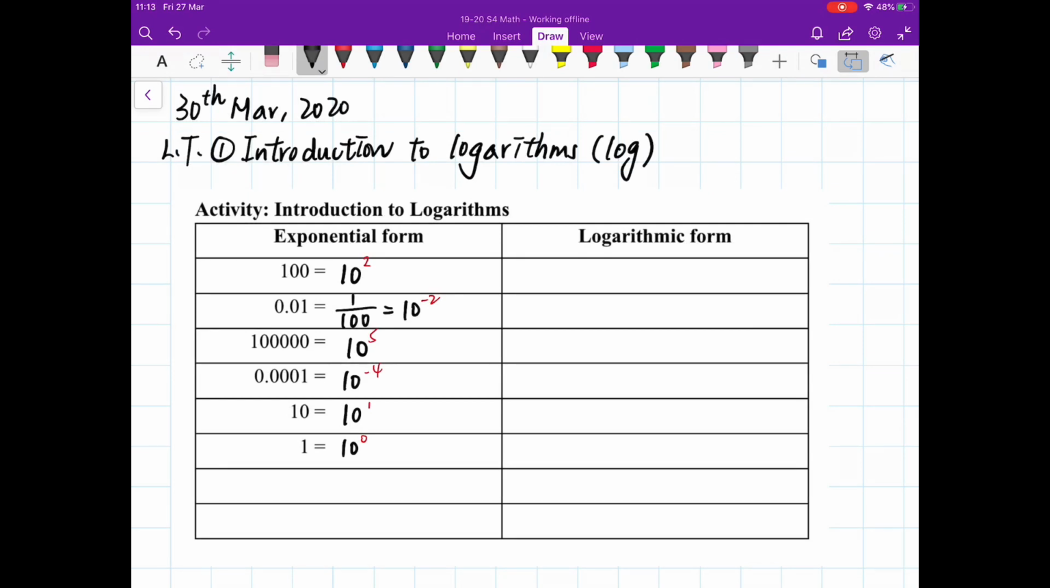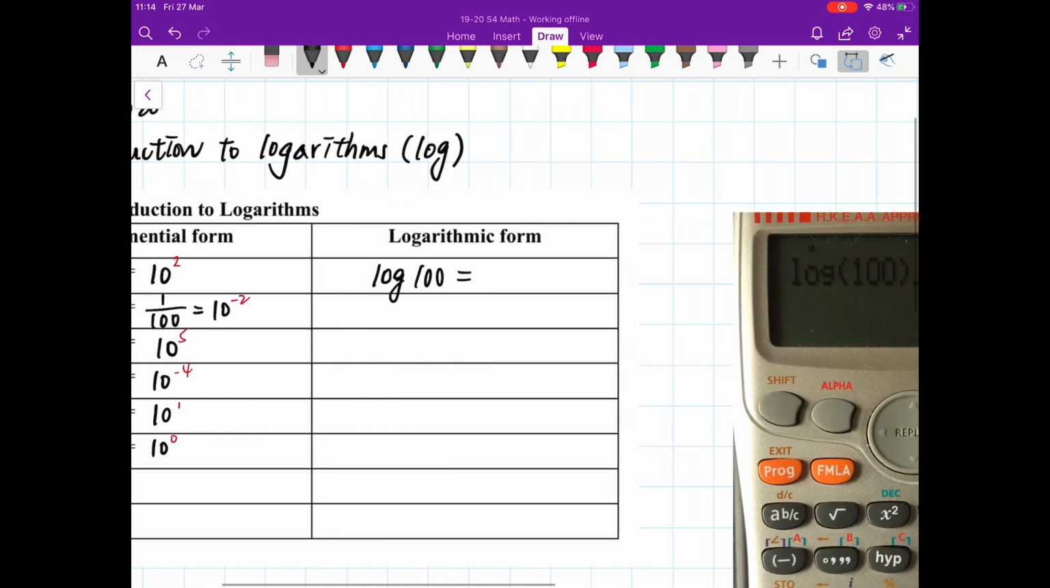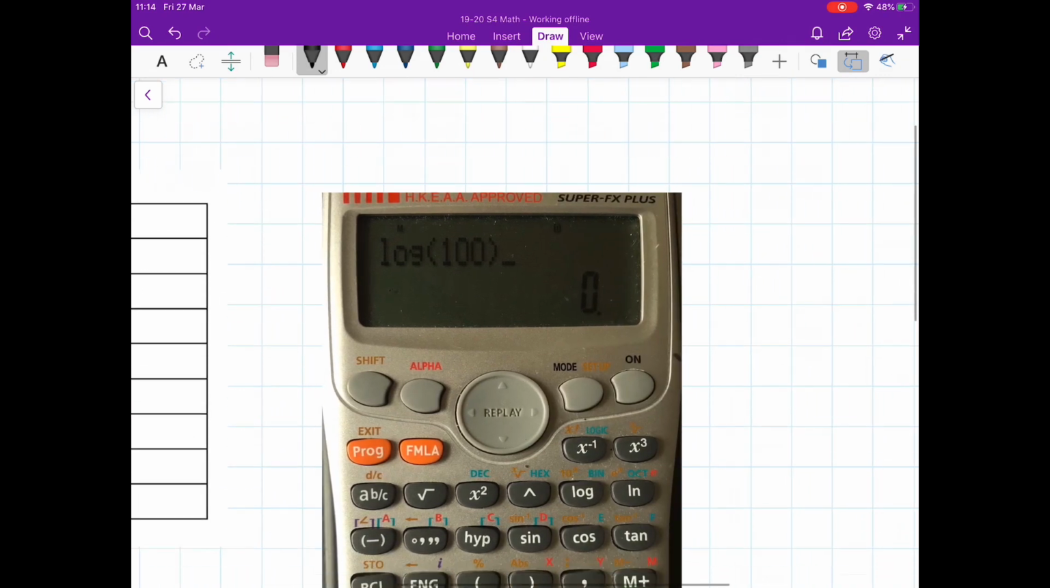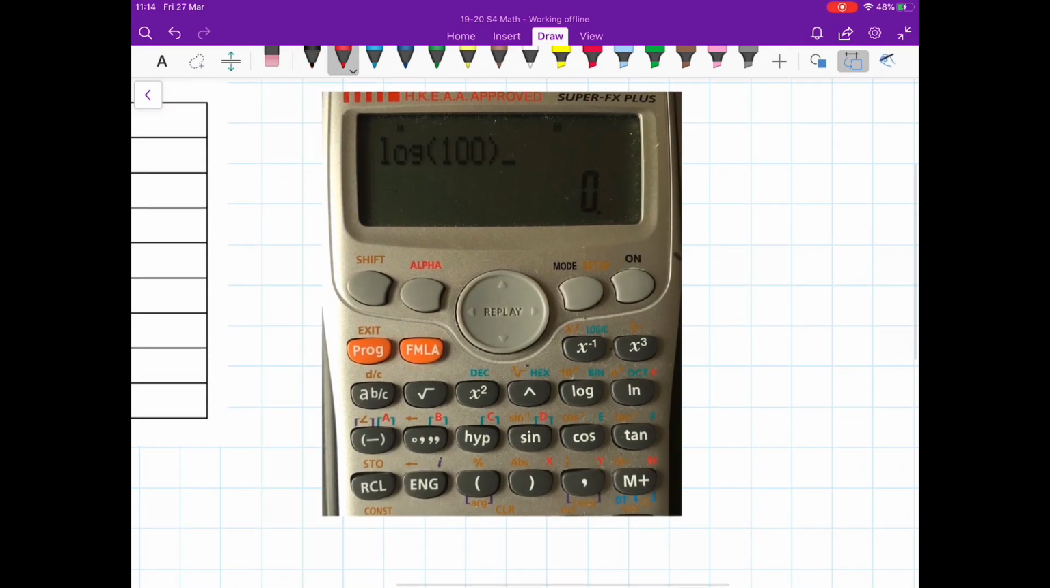For the next part, we are going to take a look at the right column. We are going to take log of the numbers, so we will write it as log 100. How can we calculate this number? It's by our calculator. So please take a look at the calculator.